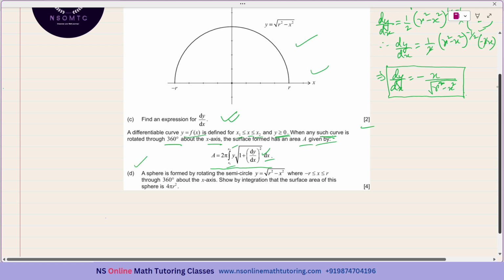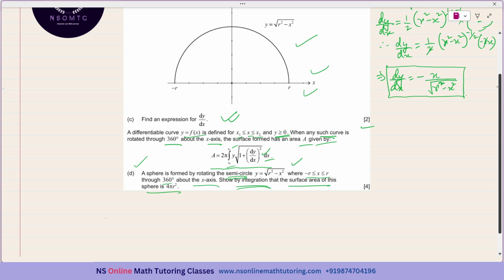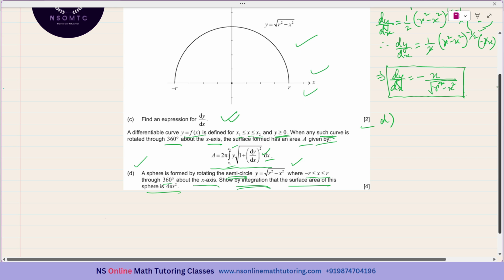So now subpart D's question is a sphere formed by rotating the semicircle. Okay, now we are coming back to the semicircle y equal to square root of r square minus x square, where x is greater than or equal to negative r but less than or equal to positive r, through 360 degrees about the x-axis. Show by integration that the surface area of this sphere is 4 pi r square. We all know that the formula for surface area of any sphere is 4 pi r square. Now we have to prove this by the method of integration. So subpart D. Fine.